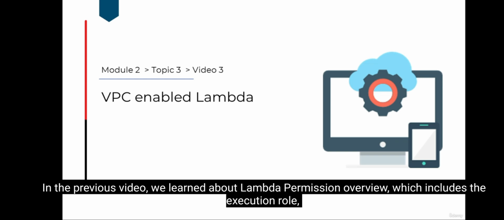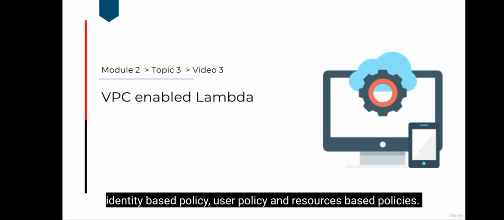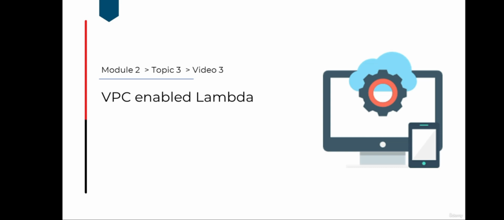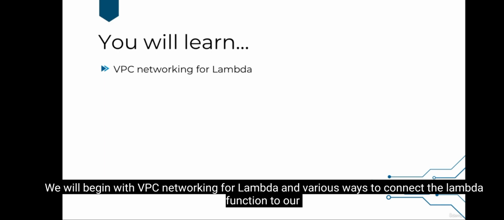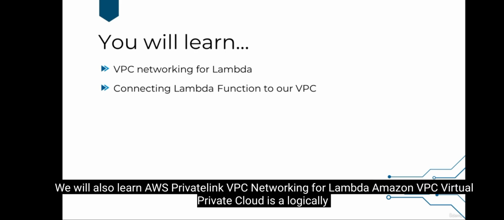In the previous video, we learnt about AWS Lambda permission overview, which includes the execution role, identity-based policy, user policy, and resource-based policies. In this video, we will learn about VPC-enabled Lambda. We will begin with VPC networking for Lambda and various ways to connect the Lambda function to our VPC. We will also learn AWS PrivateLink.